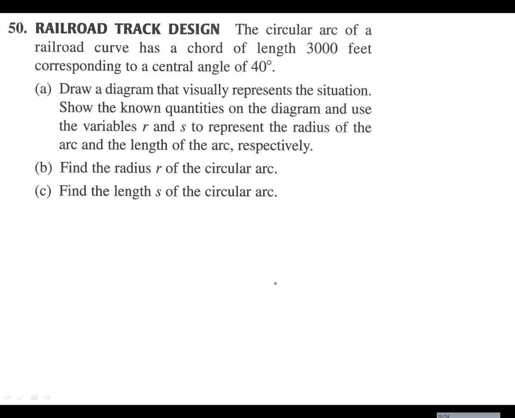Let's take a look at 50, railroad track. All right, our railroad has a chord of length 3,000 feet. Let's remember what a chord is with a central angle. So we have a bend in our track. The chord is the straight line across it. So they say that is 3,000.